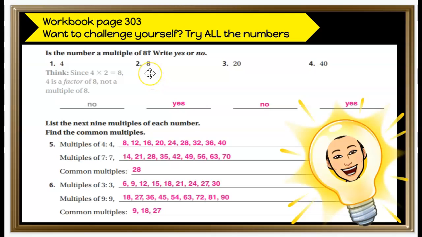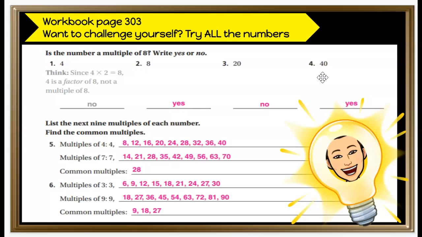Let's go to number 2. 8 is our given number, and we will multiply it by our counting numbers starting at 1. 8 times 1 is 8. Therefore, 8 is a multiple of 8.